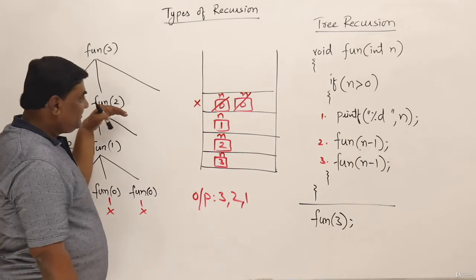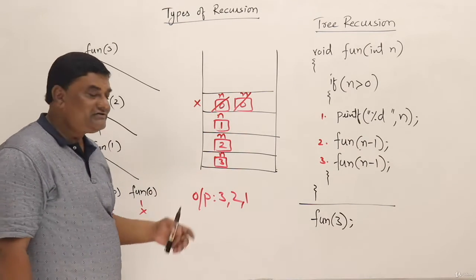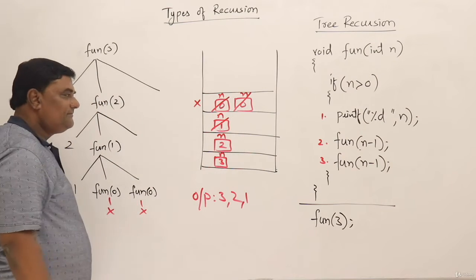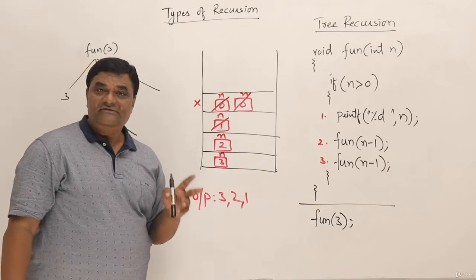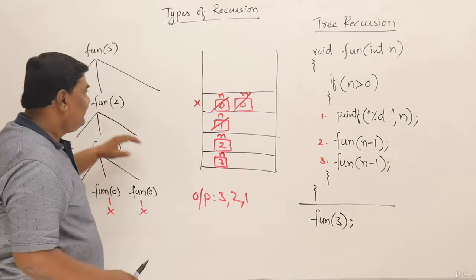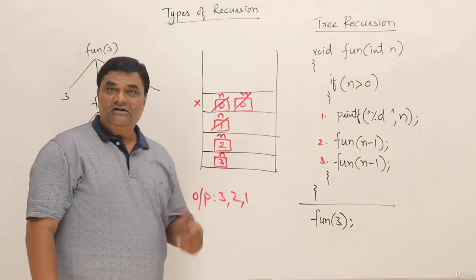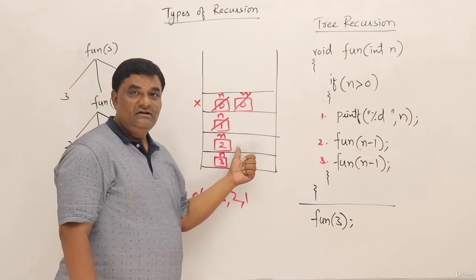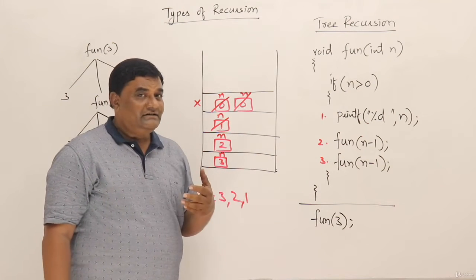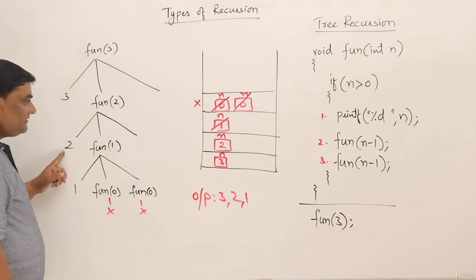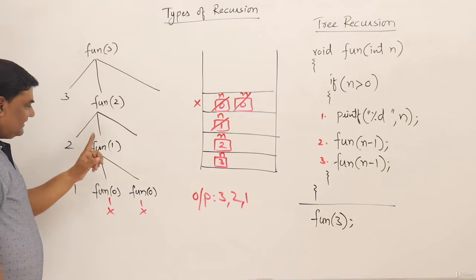So it will go back to the previous call. Going back to the previous call means this call has finished, means this activation record is deleted. So right now there are only 2 activation records in the stack, one for value of n as 3 and one for n as 2. Now it is back on this call where n is 2, and in that, out of 3 steps, it has already performed the first step, printing of 2, and the first call.